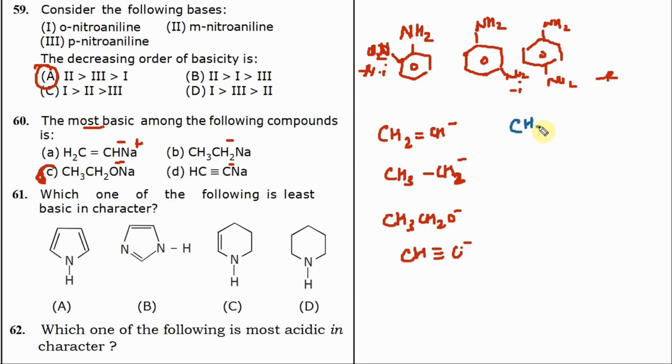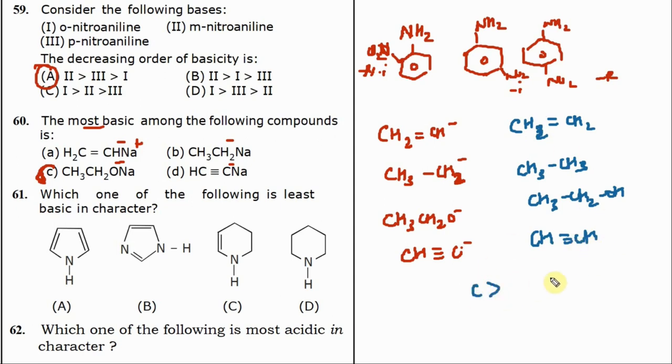Conjugate acid will be a little easier for you. CH2 double bond CH2, this is nothing but ethene. Looking at acidity, we know that in acidity alkyne is better. Your C is greater than, then triple bond sp, so acidity will be higher. D greater than A greater than B. So what will be the conjugate base strength? C, D, A, B. So hence B is the strongest base.